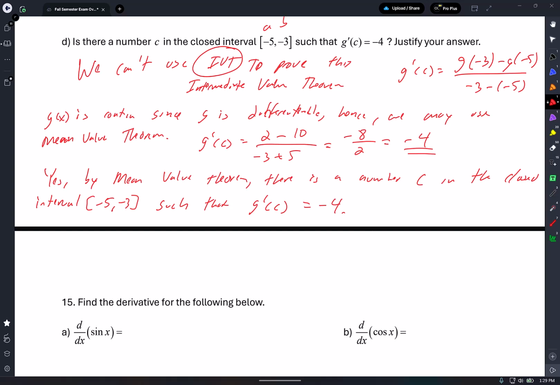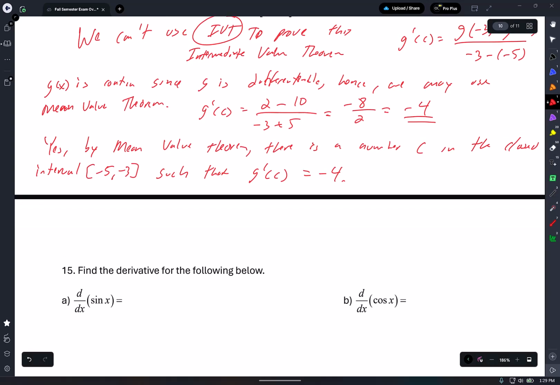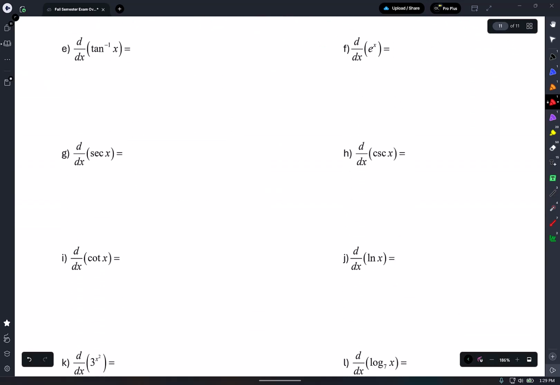And just use the stem of that, and by mean value theorem, instantaneous rate of change has to equal average rate of change, and I got an average rate of change of negative 4, so there has to be a derivative of some c value between negative 5 and negative 3 where the instantaneous rate of change is equal to the average rate of change. What does that mean in plain English? It just means that there is a tangent line that is parallel to your secant line between negative 5 and negative 3. All right, and then we just do these, and that's it.